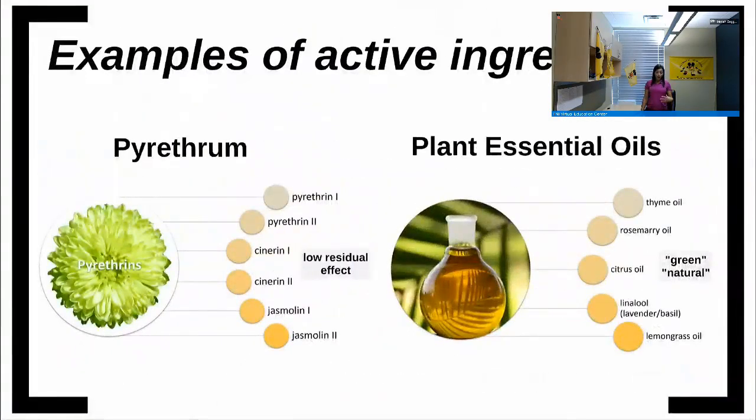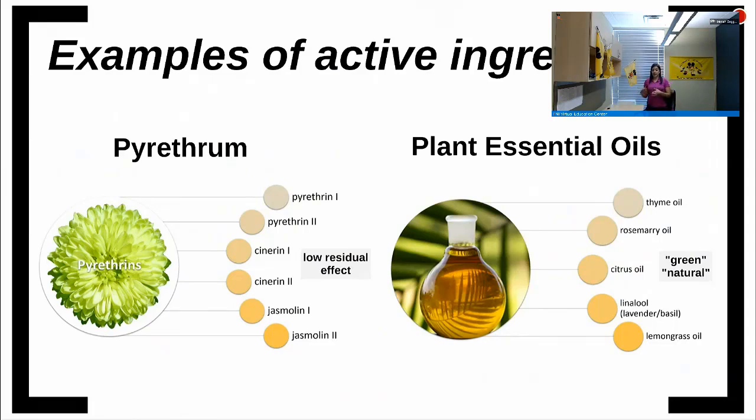So for pyrethrum, also known as pyrethrins, they are extracted from chrysanthemum flowers, as you can see here. And the active ingredients are pyrethrin 1, pyrethrin 2, cinerin 1, cinerin 2, jasmolin 1 and 2, and they are considered pesticides of low residual effect. What does it mean, low residual effect?